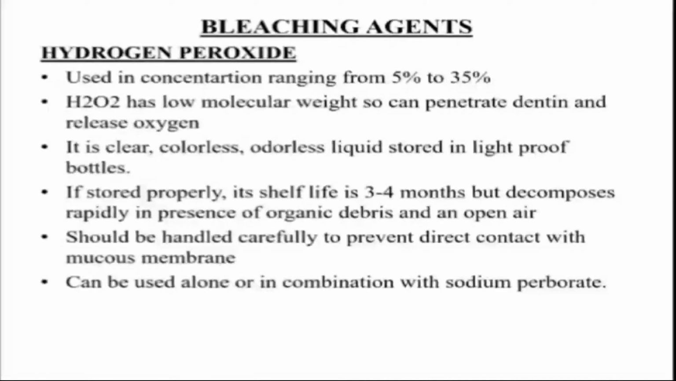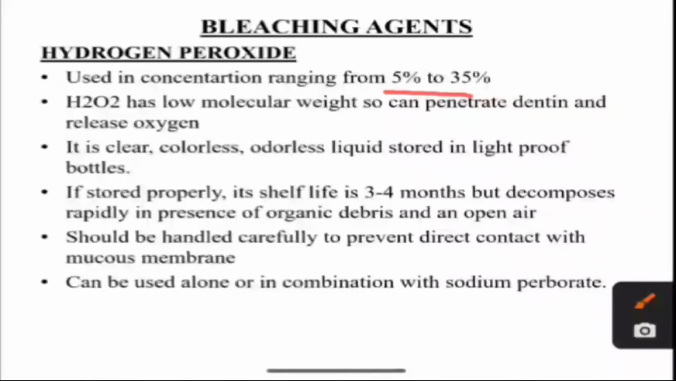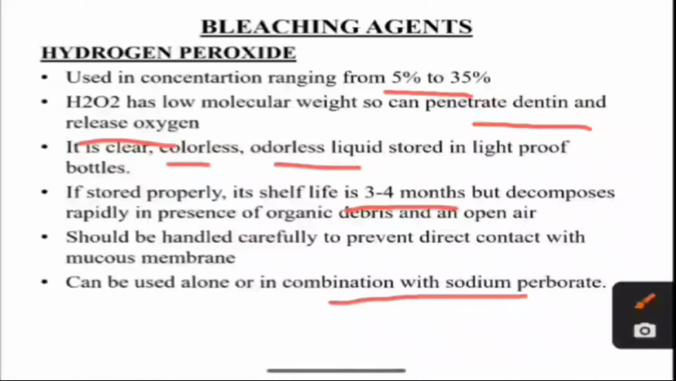First one is hydrogen peroxide. This hydrogen peroxide can be used in a concentration ranging from 5 to 35%. It can easily penetrate into the dentine and it releases oxygen. The common properties are it is a clear, colorless, odorless liquid that is stored in light proof bottles, and its shelf life is 3 to 4 months. It should be handled carefully to prevent direct contact with the mucous membrane. It can be used alone or in combination with sodium perborate. So this is hydrogen peroxide.